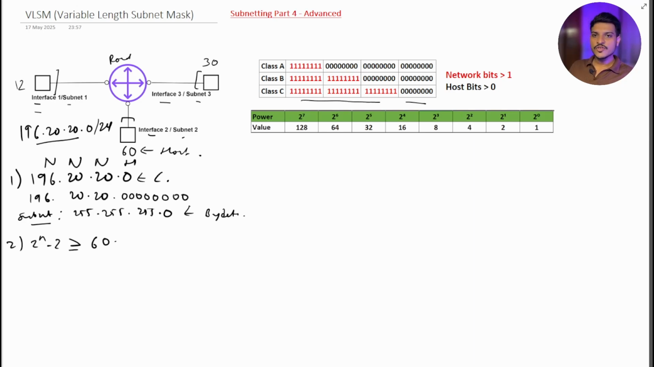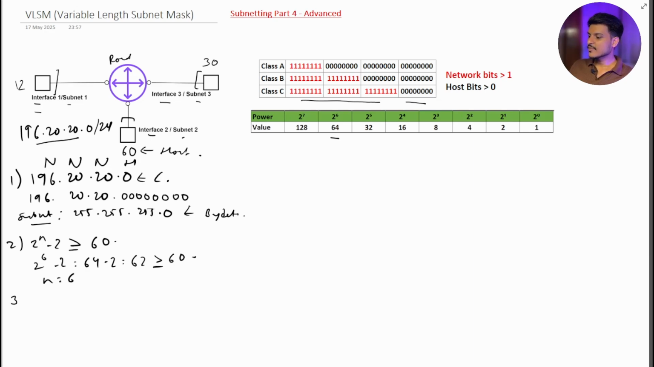If you are getting confused here, I would highly recommend you watch my previous video. If we take n as 5, 2 raised to 5 gives us 32, which is less than 60, so that would not work. So we have to take 2 raised to 6, which gives us 64. 2 raised to 6 minus 2 is 64 minus 2, which is 62, that is greater than or equal to 60. So n equals 6 satisfies our condition.